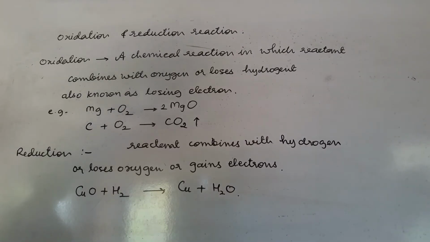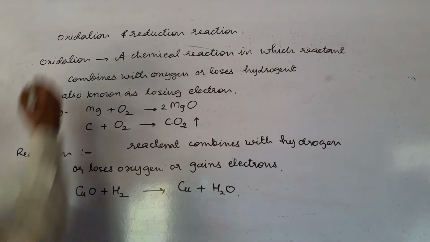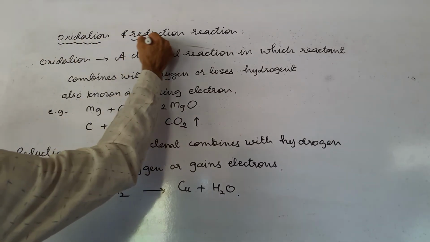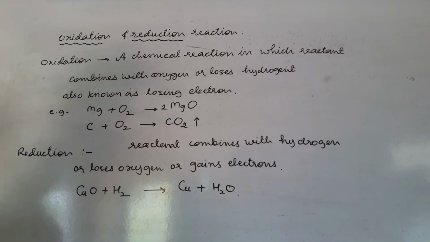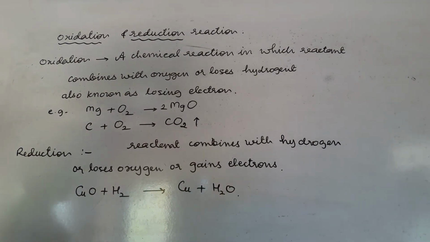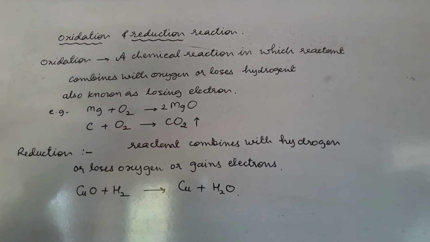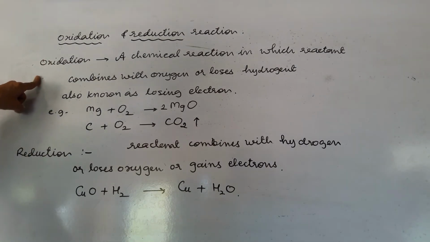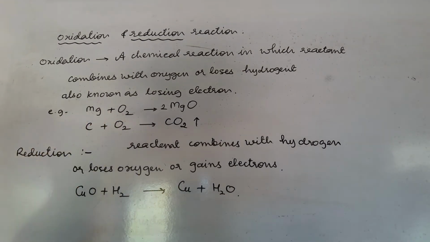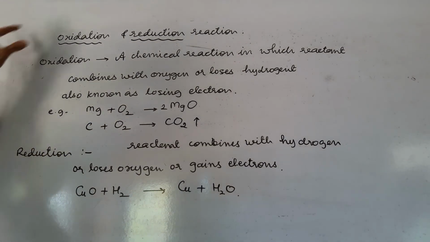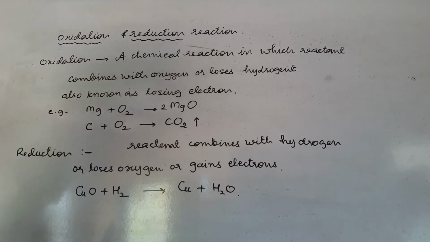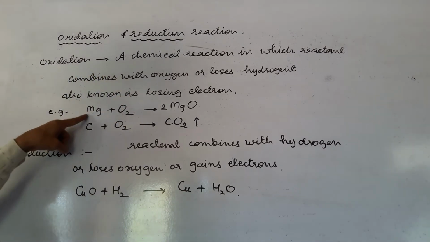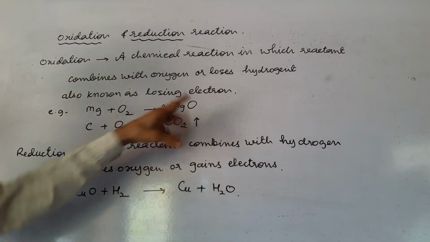Acha, in the next part we will see the oxidation and reduction reaction. In fact, these two reactions take place simultaneously, and that's why it is also called redox reaction. Acha, what is an oxidation reaction? You'll find that it is a chemical reaction in which the reactant combines with oxygen. So the definition is very easy. Combination with oxygen is called oxidation. So here the reactant combines with oxygen to form an oxide.